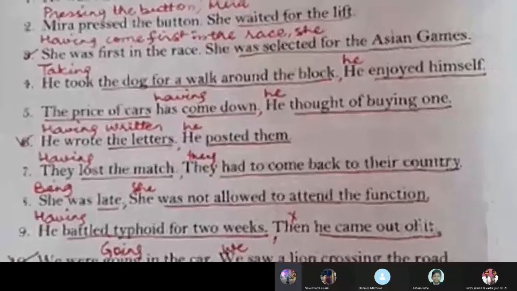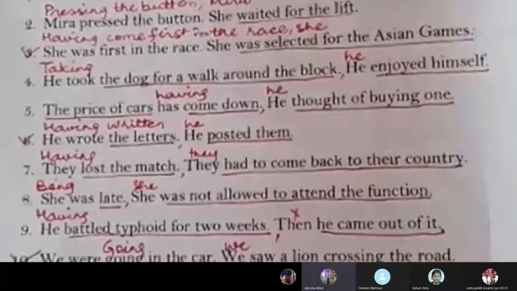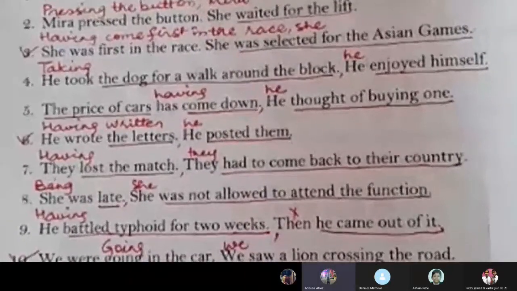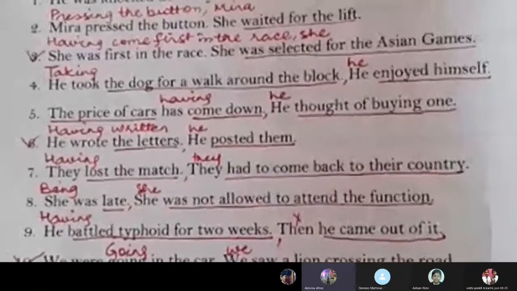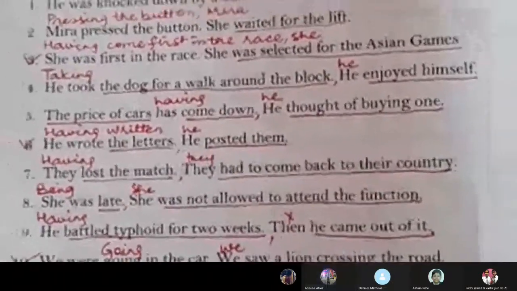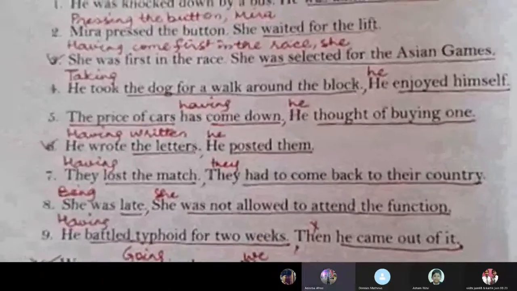Number ten. Ma'am, this is not black. Oh God, look at this child.